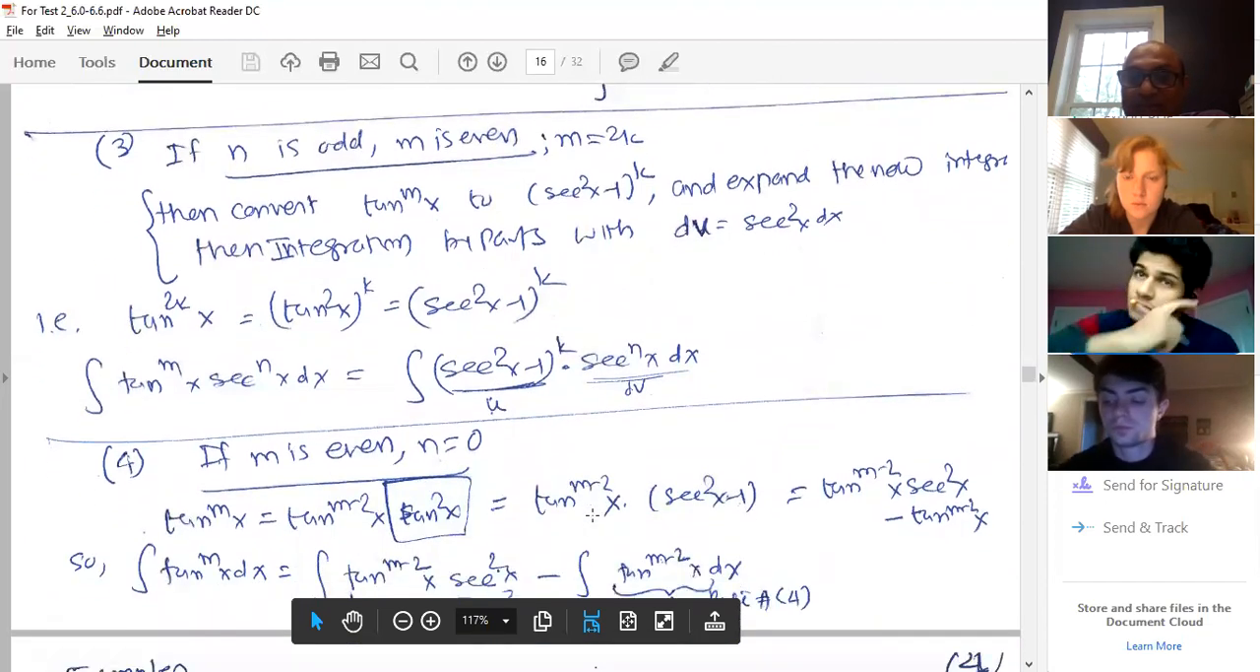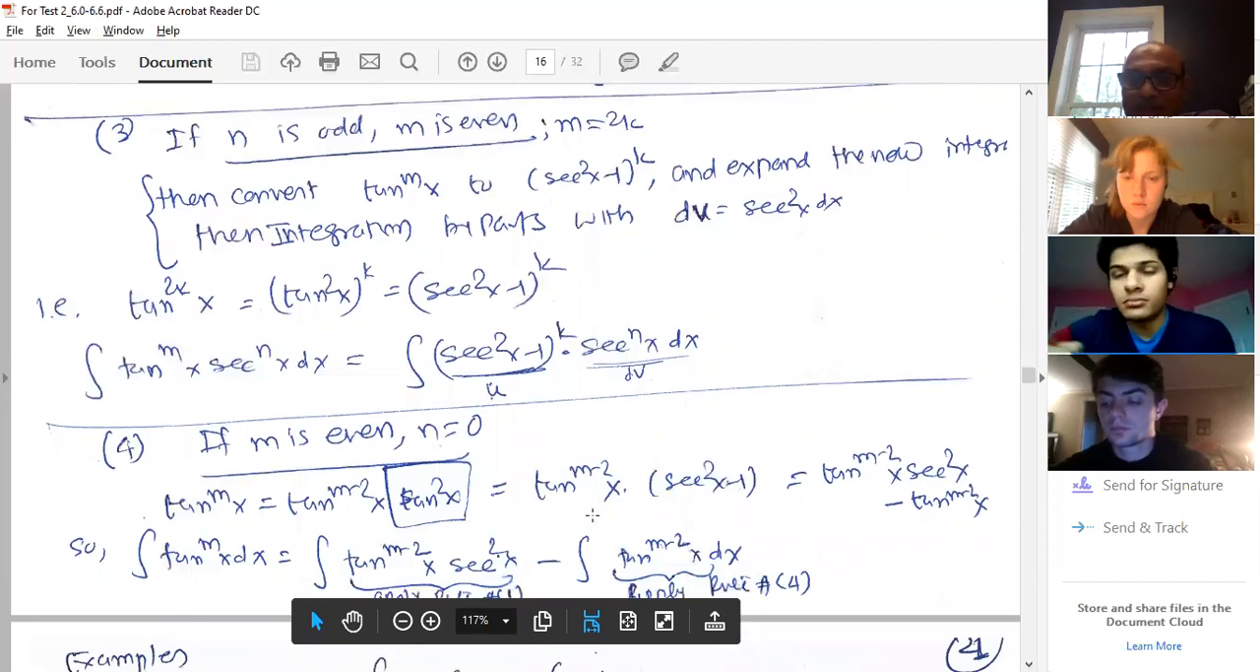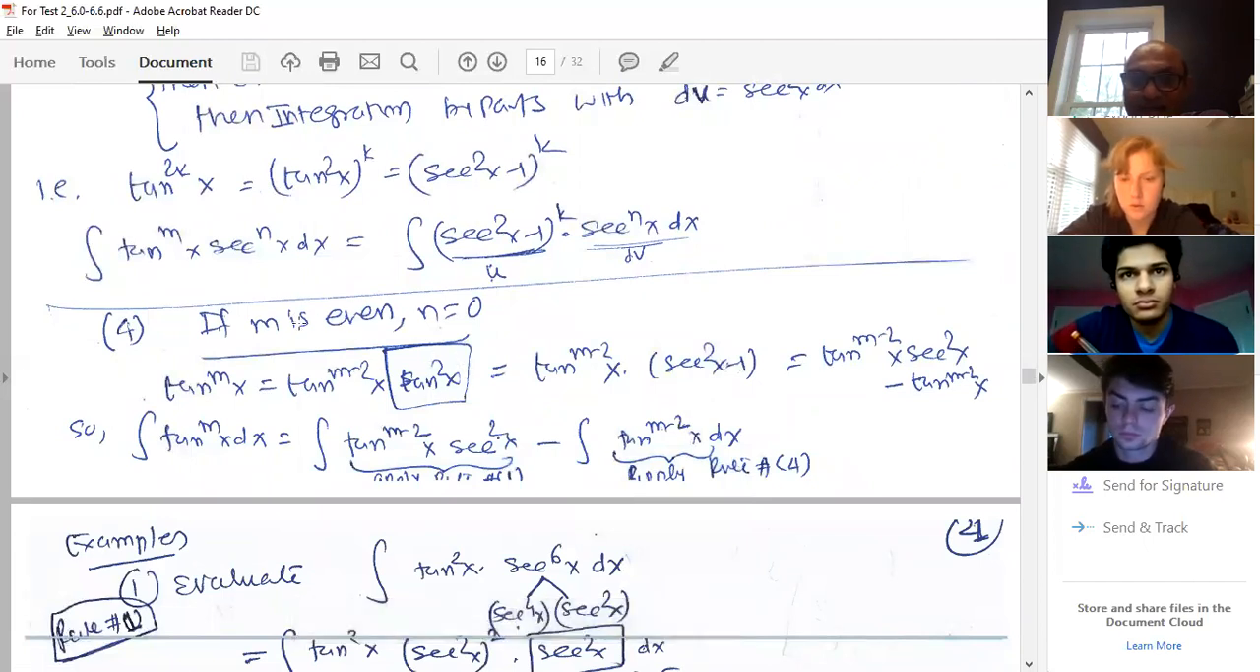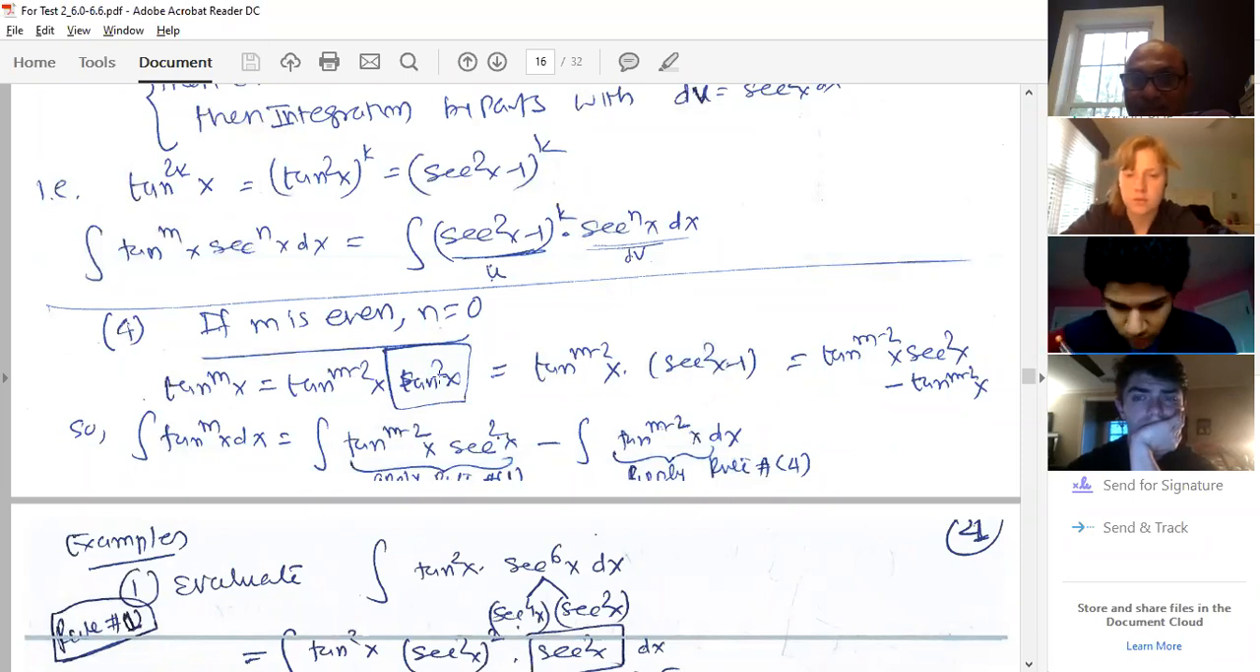And finally, m is even but n is zero. Simple. M is even and n is zero, that's a simple case. Why? Tangent to the power m x equals tangent to the power m minus 2 x and tangent square x, because tangent to the power m x is the only factor left out. Secant to the power 0 is just 1. So tangent square x is a saving factor. You can write it down like this: tangent to the power m minus 2 x, and tangent square x is secant square x minus 1. So tangent to the power m minus 2 x times secant square x, minus tangent to the power m minus 2 x times 1.